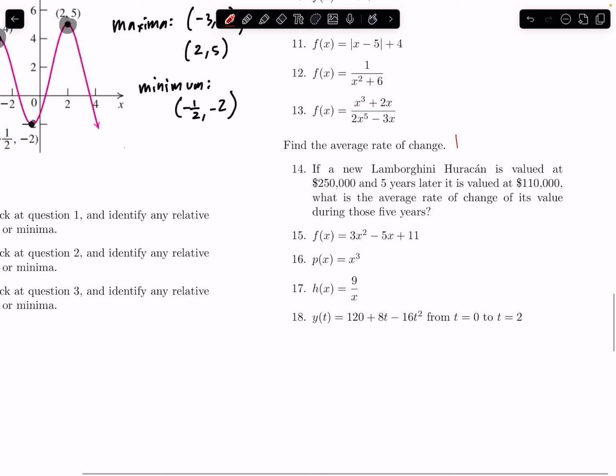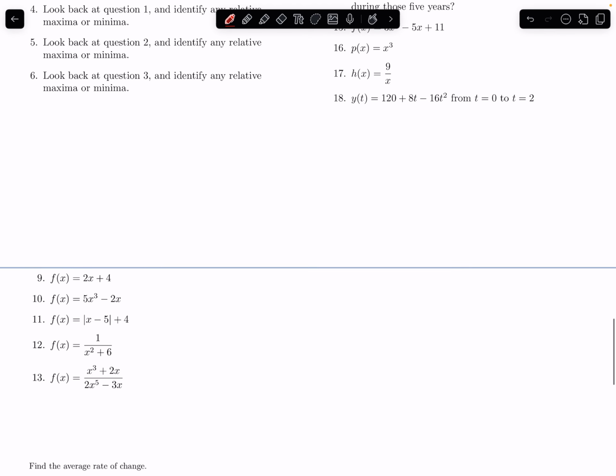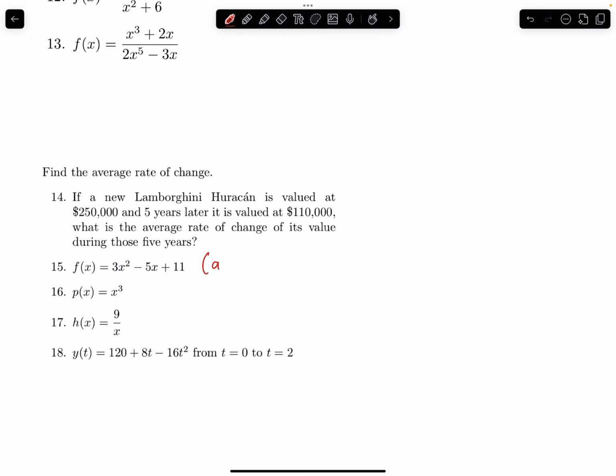But let's say for questions 15 to 17, let A equal 1, and B equal, let's do something easy, 2. So A will be 1, B will be 2. So average rate of change between the interval from 1 to 2. This would be 1 to 2. This would be 1 to 2. Okay, sorry about that. So now we're at 15.